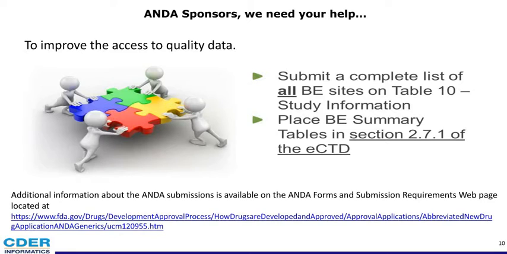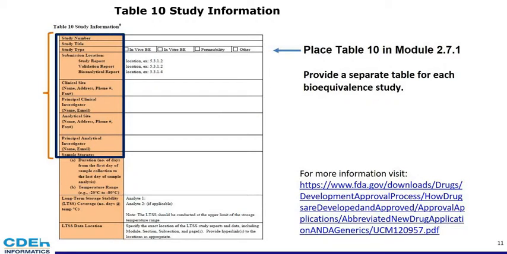And the central message I want to send to you today is we really expect all the BE site information. I'm talking about these key components: the name, study number, study type, principal investigator, and the address. So it should be located in Table 10, Module 2.1.